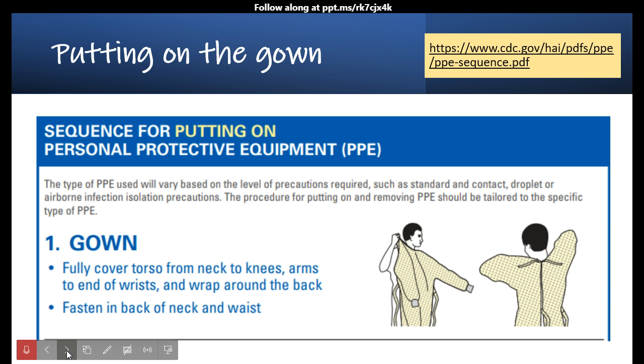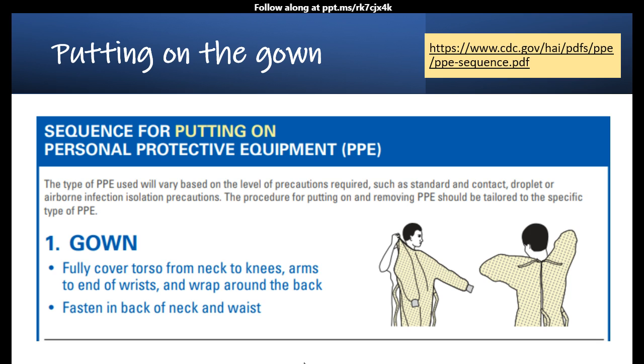So let's look at this step by step. We're going to look at putting the gown on. Like I said, sequence is very important. The type of PPE will vary based on what kind of isolation it is. So we're going to talk about the most extreme isolation, that's going to be with our COVID patients. So you're going into a COVID patient room. This is how you're going to want to do this.